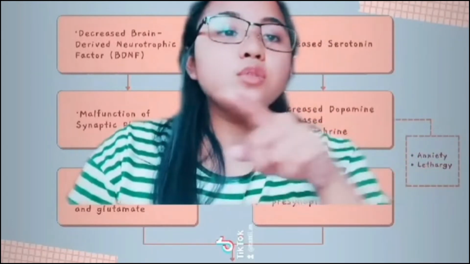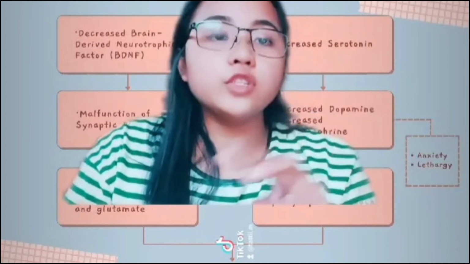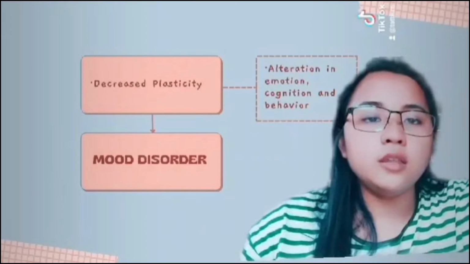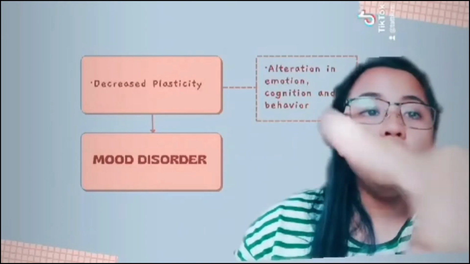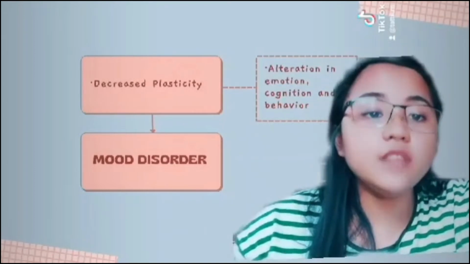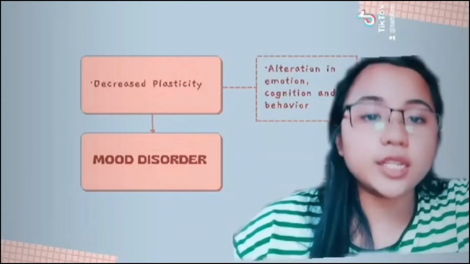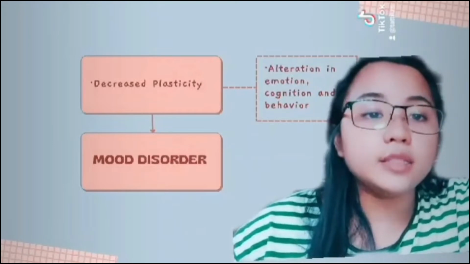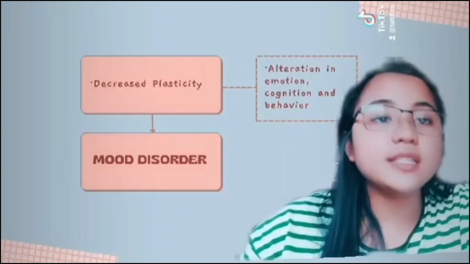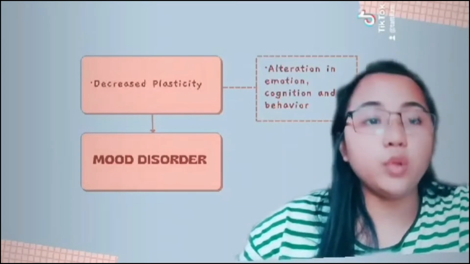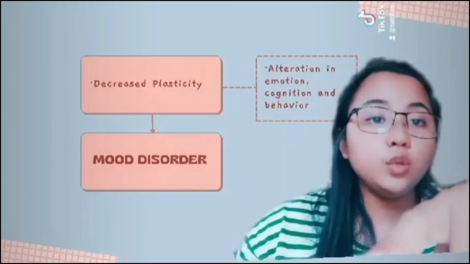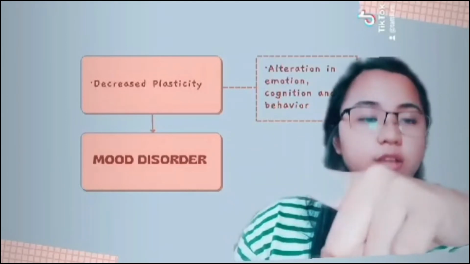These two theories will then later on result in decreased neuroplasticity, which is the ability of the brain to form new connections and pathways and change how its circuits are wired. So the possible signs and symptoms will be alteration in emotion, cognition, and behavior, thus resulting in mood disorder.